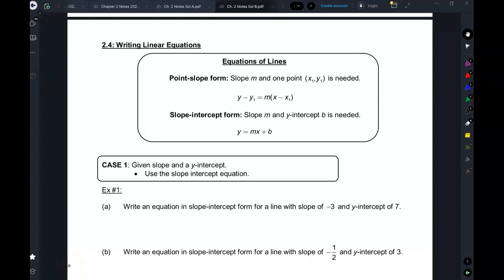To write equations of lines, we have this form, point slope form, right? Which is basically this equation, y minus y1 equals m(x minus x1). Then we have slope intercept form, which is y equals mx plus b, that you guys already have come to know and love, right? You have to memorize both of these.